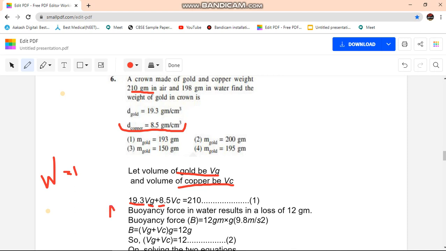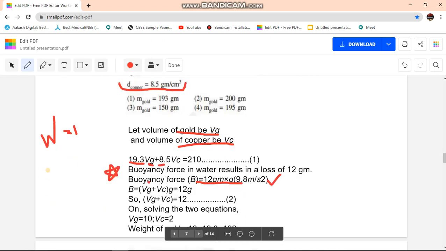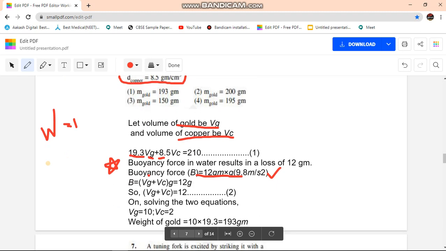This is a very main point, that the buoyancy force in water results in a loss of 12 gram. So the buoyancy force is equal to 12 gram into g, because here g is acceleration due to gravity, taking the value of g as 9.8 meter per second square. Buoyancy force will become volume of gold plus volume of copper into g, and that is equal to 12 gram. And this becomes a second equation, Vg plus Vc is equal to 12.